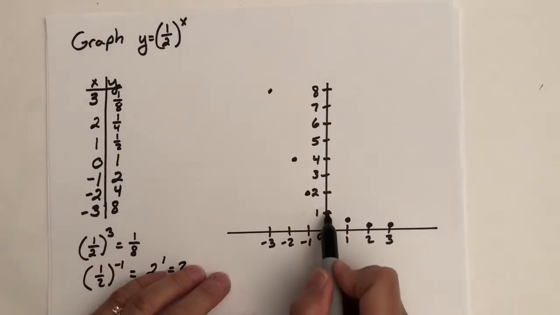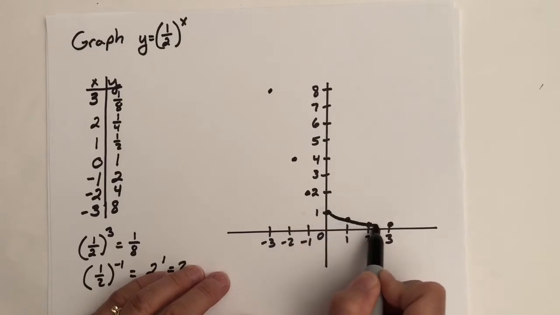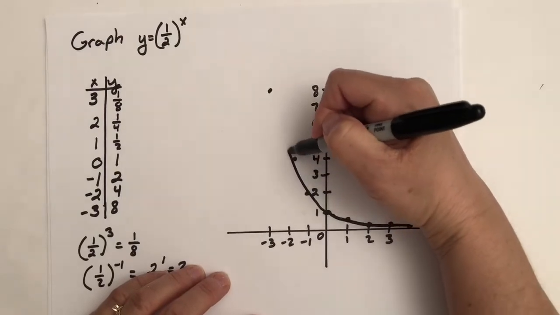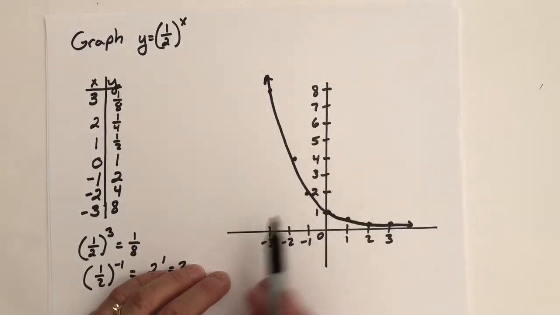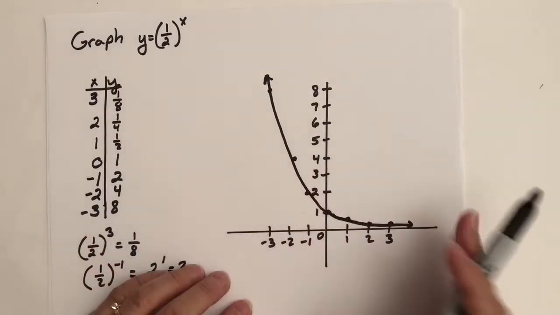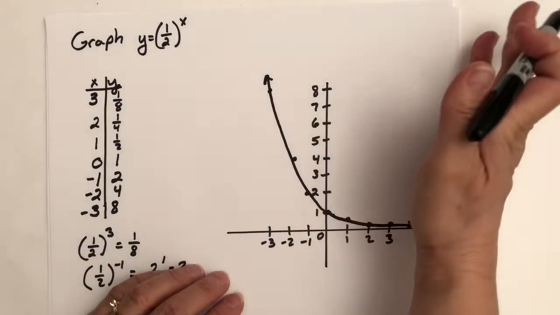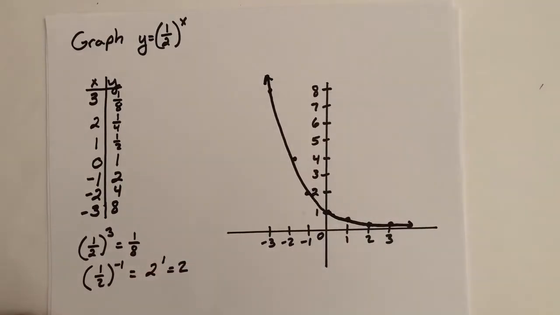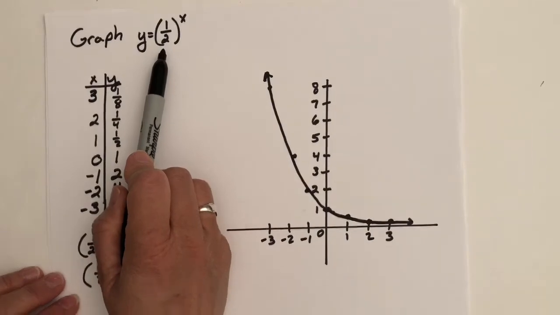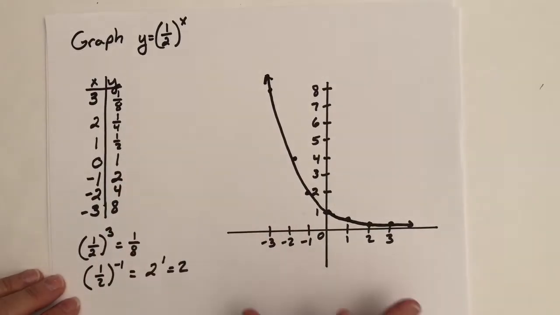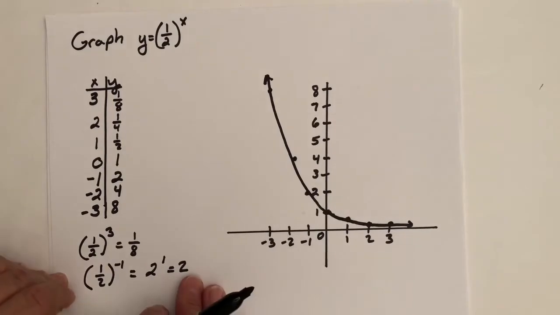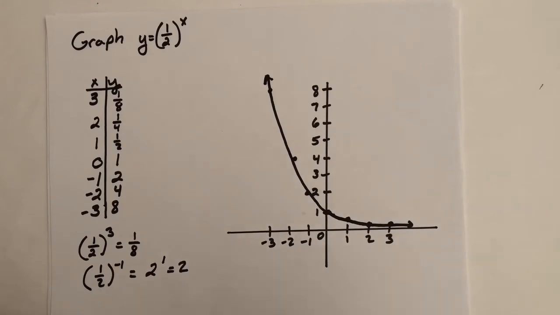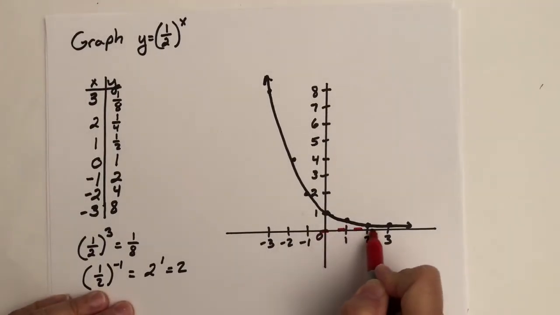And notice we have the same kind of shape that we had before, except from left to right. Let me finish drawing it. From left to right, this graph is decreasing instead of increasing. It's coming down from left to right instead of going up. It turns out anytime your base is between 0 and 1, the graph will take on this look. And also notice that our x-axis is our asymptote again.